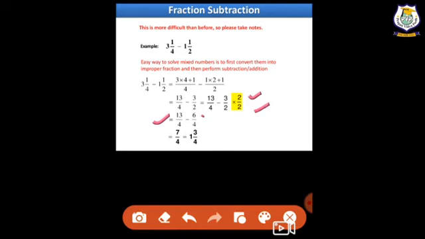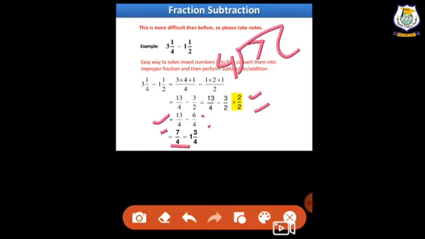Now both the denominators are same, so 4 is written. 13 minus 6 is 7. 7 by 4 is written. Now we will have to convert that into a mixed fraction, because our question is given in mixed fractions, so the answer will also come in a mixed fraction if the answer comes as an improper fraction.